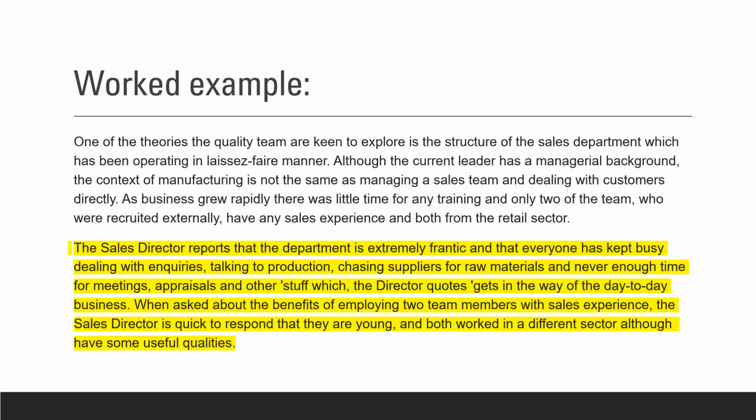When asked about the benefits of employing 2 members with sales experience, the sales director is quick to respond. They're young and both worked in a different sector, although they have some useful qualities.